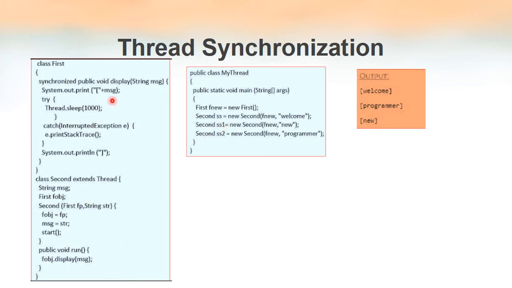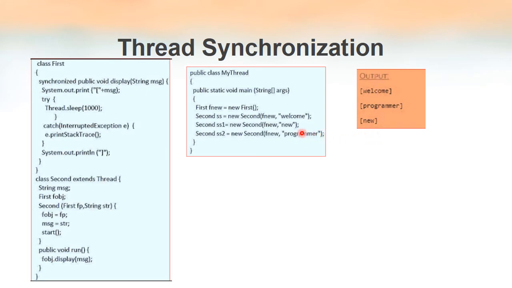At that moment ss1 will be created. Again ss1 tries to call the display method, but it won't be able to access it because currently the thread ss is inside the method. Then the thread ss resumes after sleeping and executes this line of code: it closes the square bracket, and since it is println, it goes to the next line. Now the method is free because the thread ss completed its work. Now ss1 will try to access this method. So again we get a pair of square brackets with the word programmer.